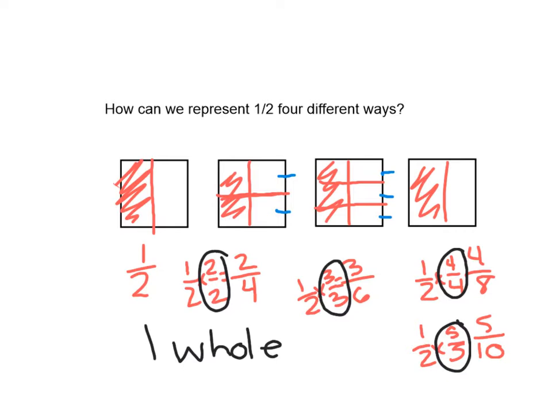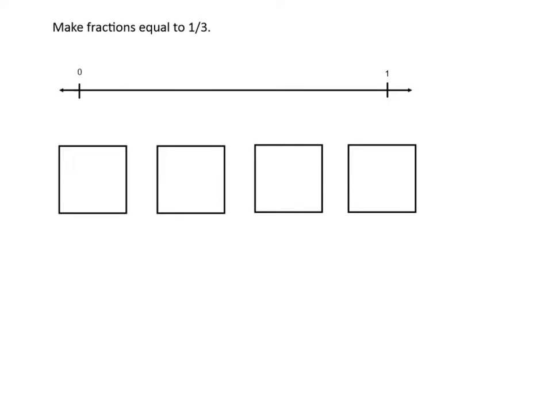Let's try some more. Let's make some fractions that are equivalent to 1/3. But before we do that, let's find what 1/3 is on a number line. So this number line has 0 and it has 1. And if we want to make 1/3, we're going to split our number line into 3 different sections. So I have 1 section, 2 sections, and then 3 sections, because 3/3 is equal to 1. So to make 1/3, I count from 0 to 1/3. The next dash or line is 2/3, and then 1 whole is 3/3. So from 0 to 1/3, that is showing 1/3.